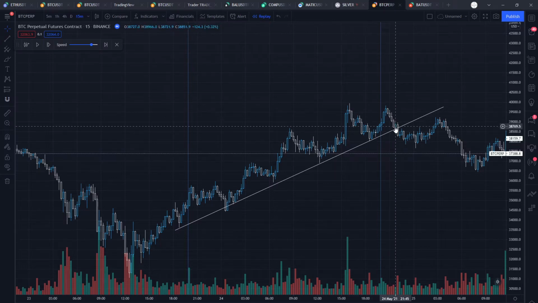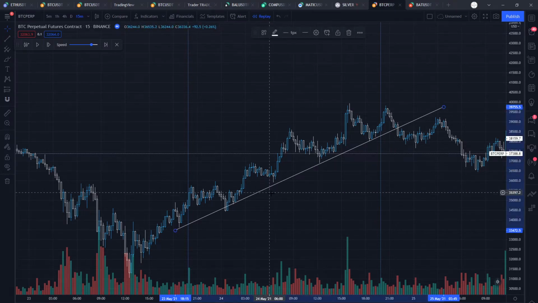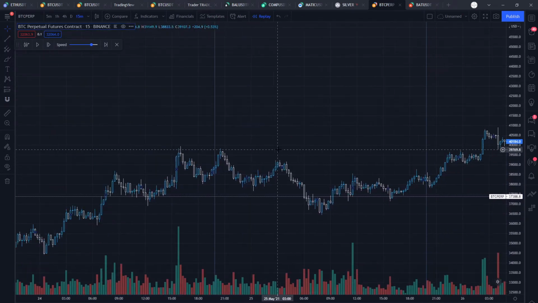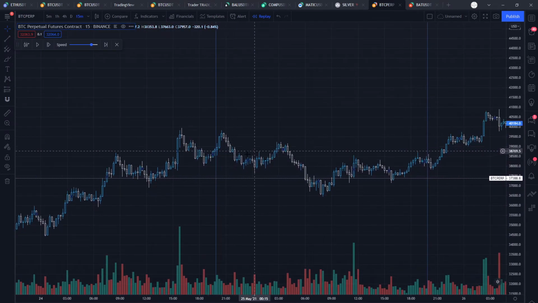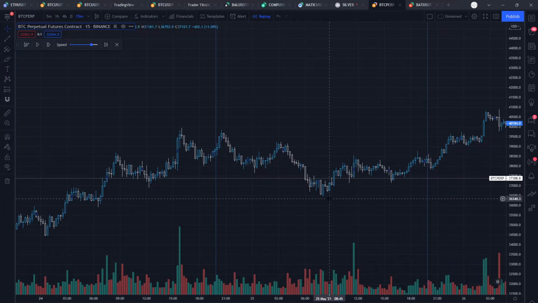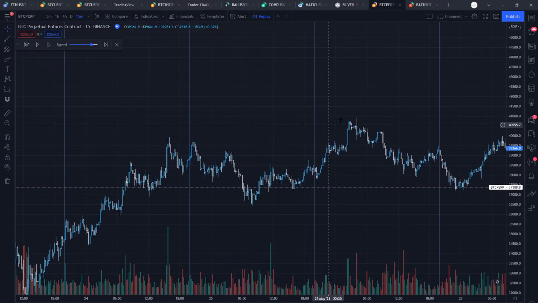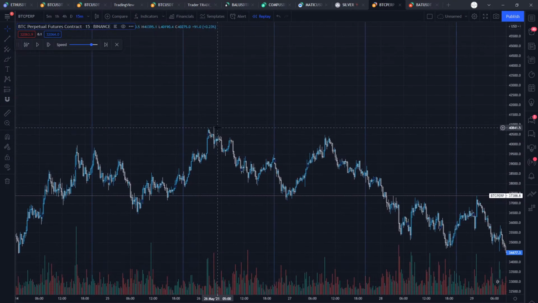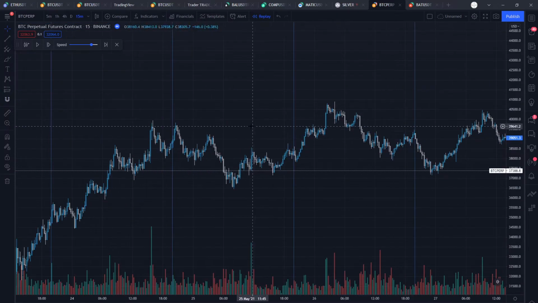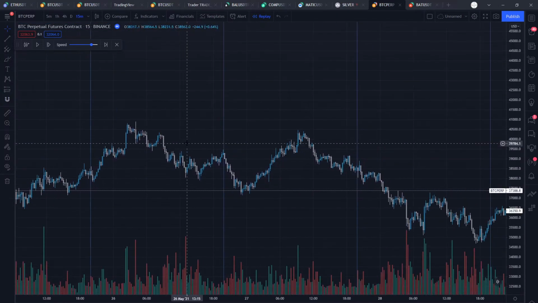So what happens is this is an area, or below this is an area of liquidity, right? And then as you can see, we just broke below the trend line and went very much lower before continuing to move higher for a while. So what's going on here?